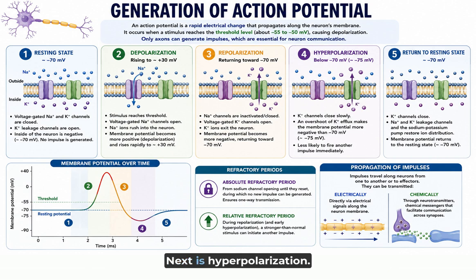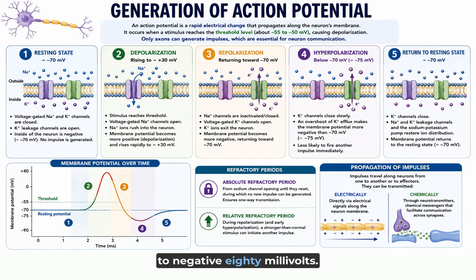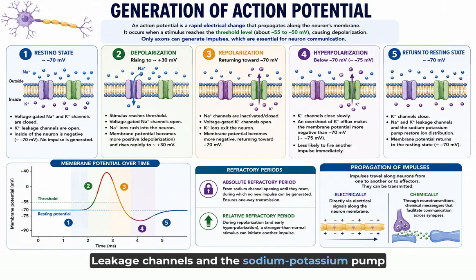Next is hyperpolarization. Voltage-gated potassium channels close slowly. As a result, slightly more potassium leaves the neuron than is necessary to restore the resting membrane potential. The membrane temporarily becomes more negative than -70 millivolts, often reaching approximately -75 to -80 millivolts. The membrane then returns to its resting potential. Leakage channels and the sodium-potassium pump maintain the sodium and potassium concentration gradients needed for future action potentials.